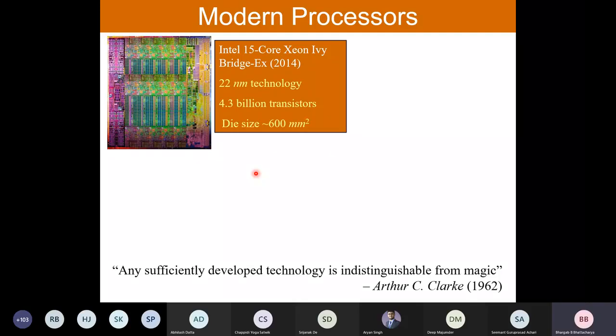Any question here? Are you with me? Yes, sir. So this nanometer technology tells you the minuteness of the transistors. If the transistors become smaller, this nanometer technology value will reduce.